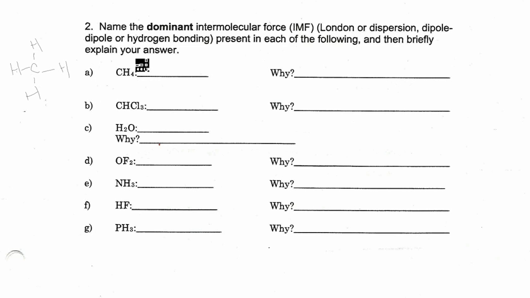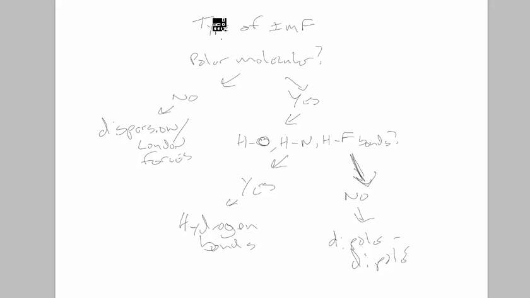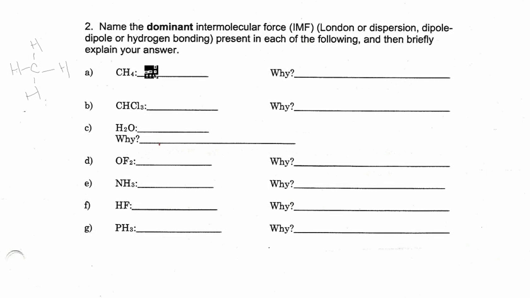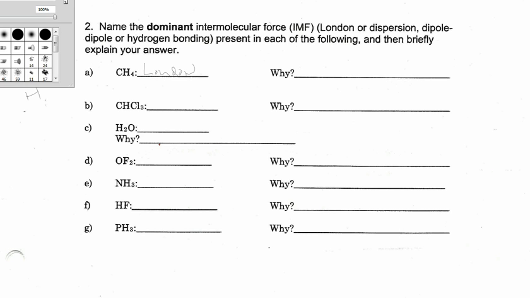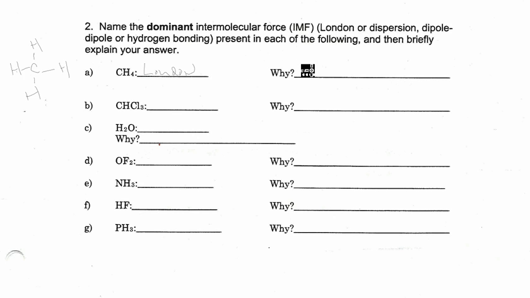So the molecule here is non-polar, so to figure out what type of intermolecular forces are present, we look at this little flowchart, types of intermolecular forces. Is there a polar molecule? Nope. So that means that we're going to have dispersion or London forces, the weakest of them. So London or dispersion forces, and that's because the molecule is nonpolar.